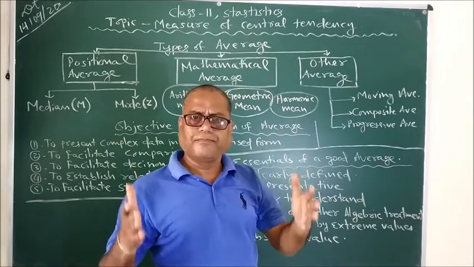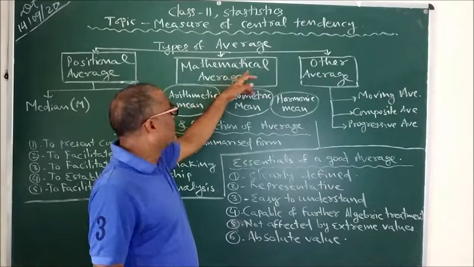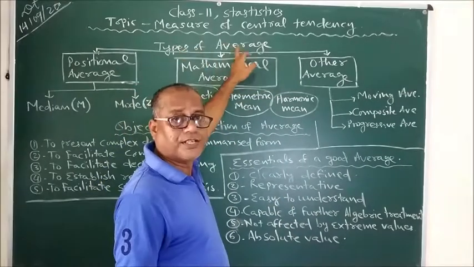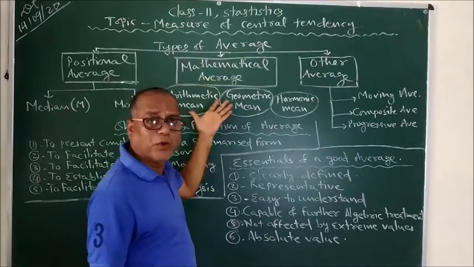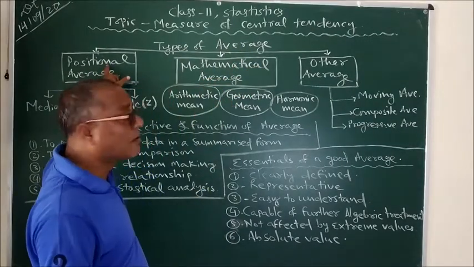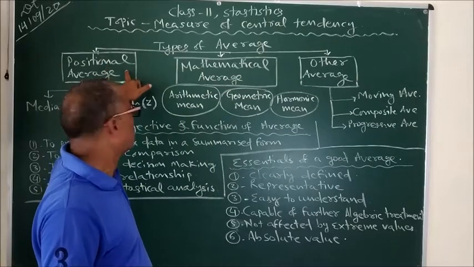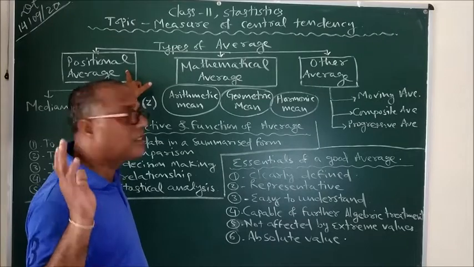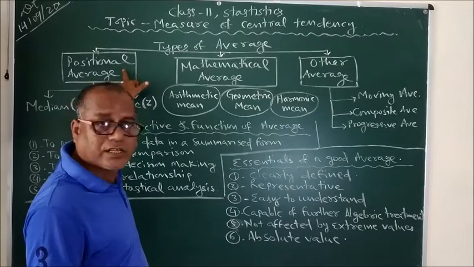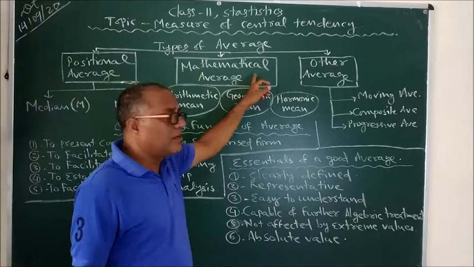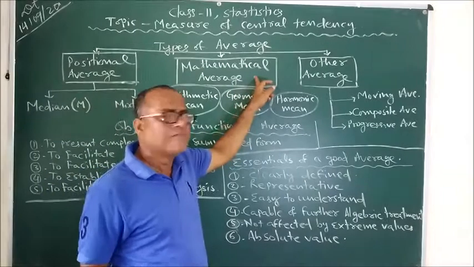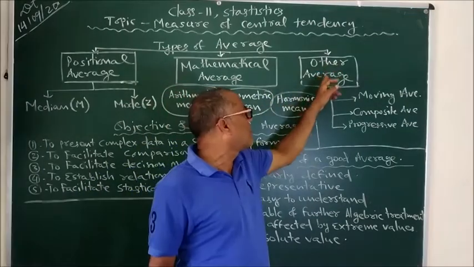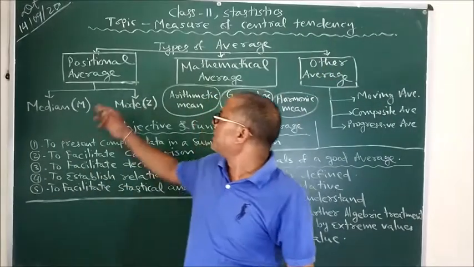So when the word average came, we are going to first discuss what the different types of average are. You can see here in this flowchart that some averages are positional, that means they represent a position in the entire series. Those are called positional averages. And some averages are mathematical in nature. Those are called mathematical averages. Some other averages are also there. So you can see the list here.